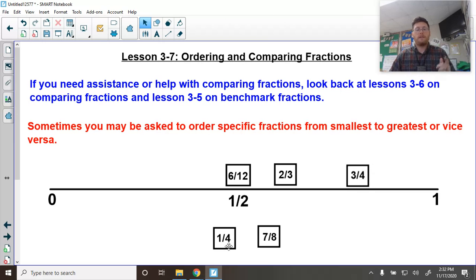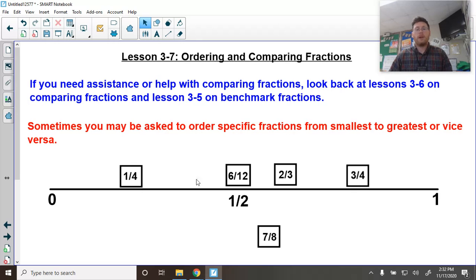All right? Next is 1/4. So again, if I had my fraction circles or my fraction strips, 1/4 would only be a little bit. It wouldn't be quite half yet of a full circle. So 1/4, I'm just going to put down here between the 0 and the half. Next, we have 7/8. So 7/8, that's almost close to 1 whole. But I don't know if it's greater than 3/4.